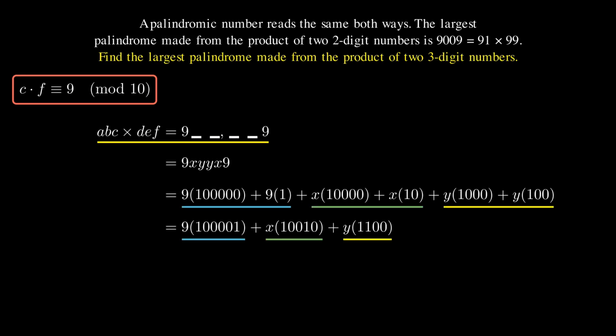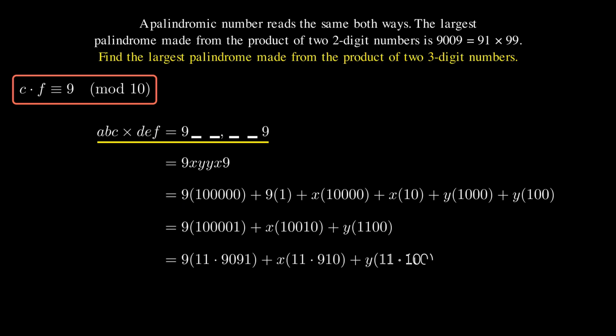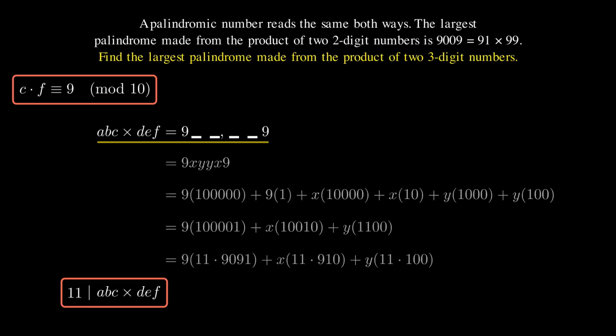And when we combine those terms, we see that all 3 of those coefficients there are actually divisible by 11. And we can factor out 11 from the entire right-hand side. And what that tells us is that this palindrome is something times 11, doesn't matter what it is, which is another way of saying that our final answer is going to be divisible by 11. And that gives us our second fact here.